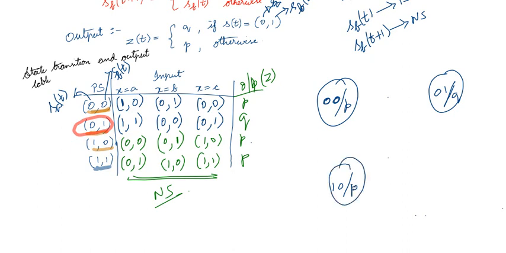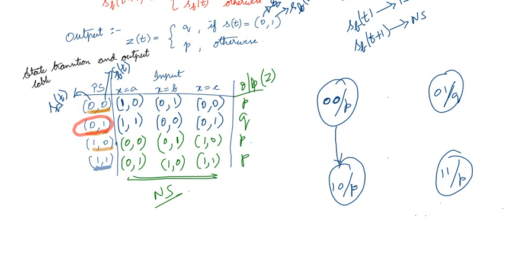Then we have state 1, 1, which corresponds to P. Okay, now you can check it out. We are in the state 0, 0. When the input is A, we go to the state 1, 0.